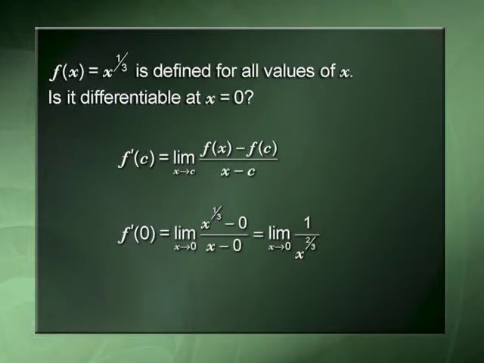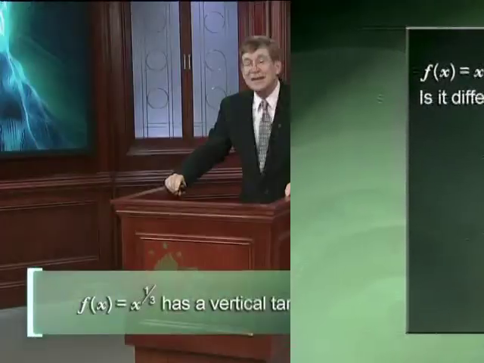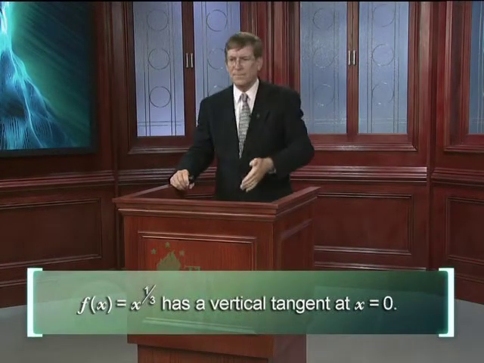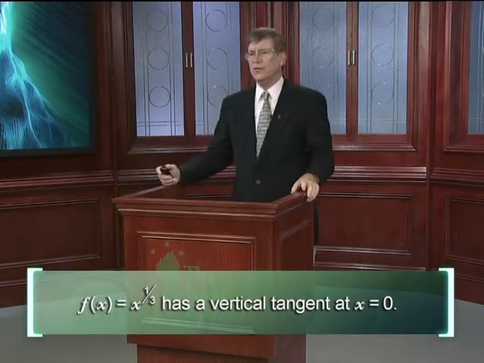So we're asking the following question. What's the limit as x approaches 0 of 1 over x to the 2/3? Well, as x approaches 0, x to the 2/3, the cube root squared, also approaches 0, and 1 over a small number is a big number, and that limit is infinity. So we say here that x to the 1/3 has a vertical tangent at x equals 0. It's not differentiable at 0. Let's be clear about that. The limit does not exist, but it has a unique behavior. It's actually equal to infinity, but it does not exist. Not differentiable there, but it has a vertical tangent.